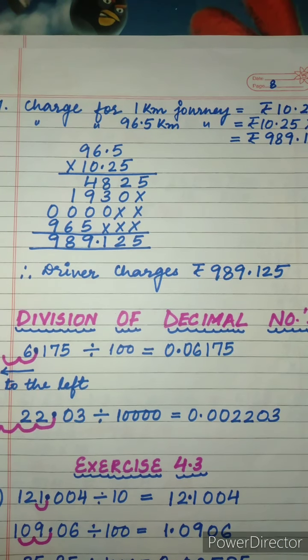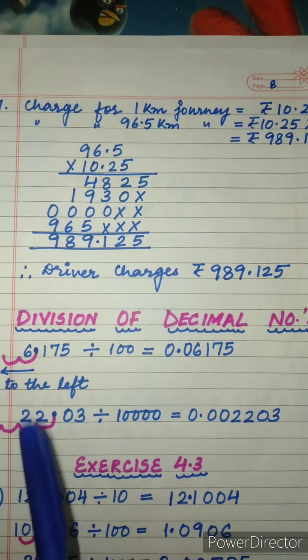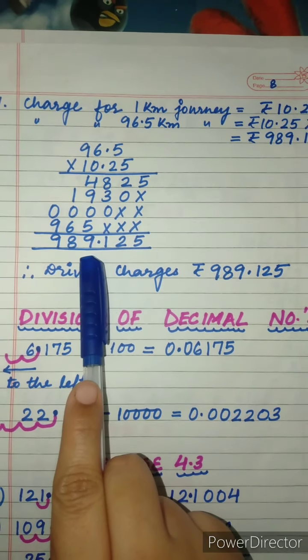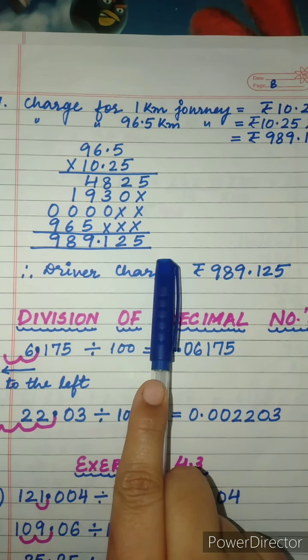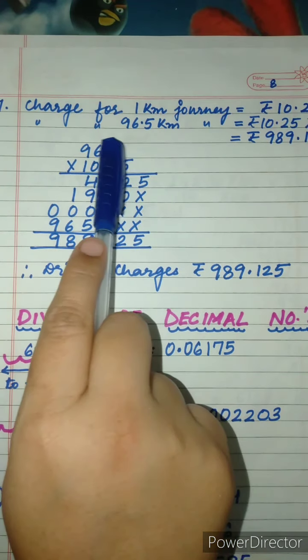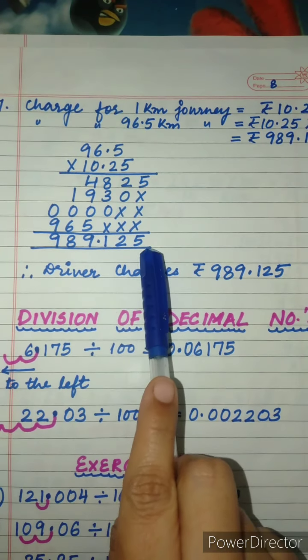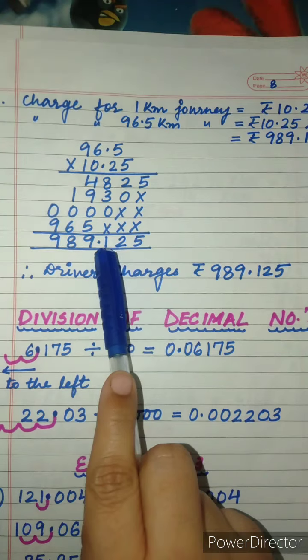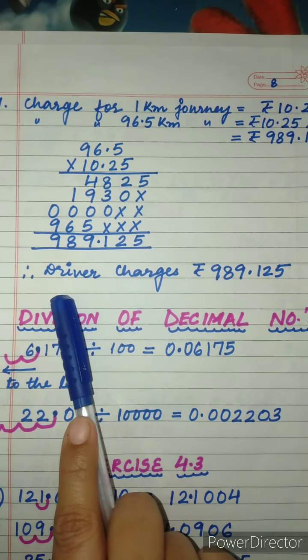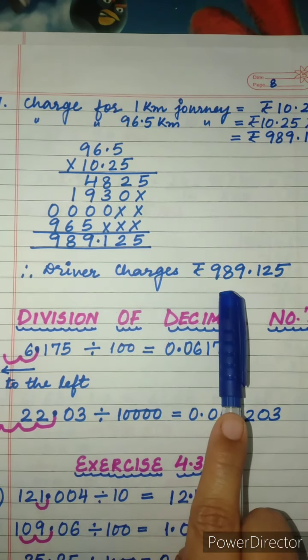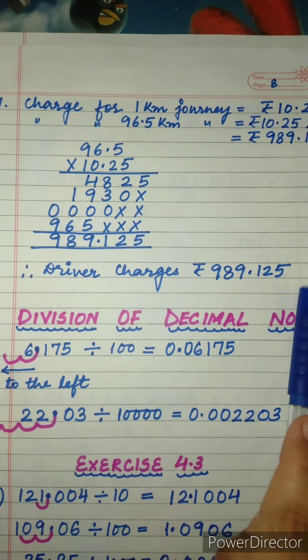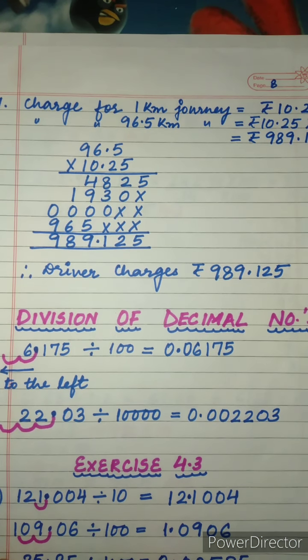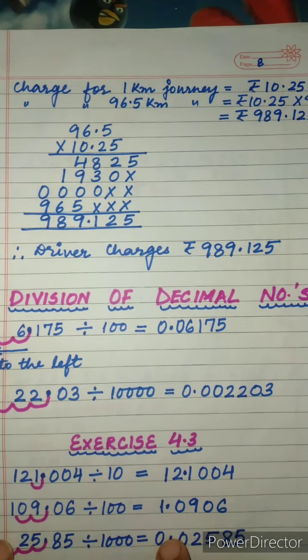So we have 96.5 into 10.25. So your answer after multiplying is 989.125, and we have 3 decimal places after the point. So we are going to put our decimal as 1, 2, 3. That makes the cost as 989.125.